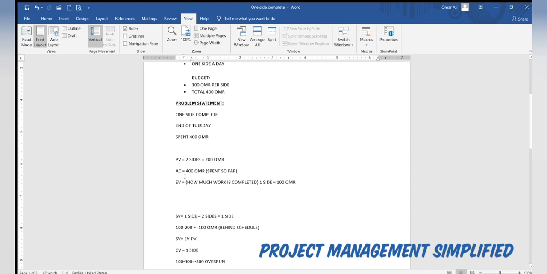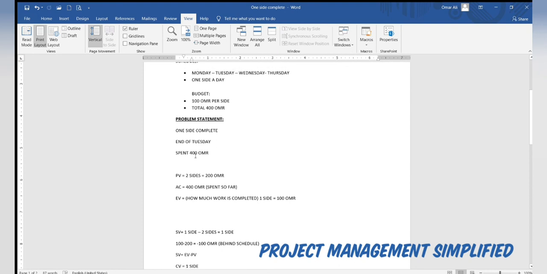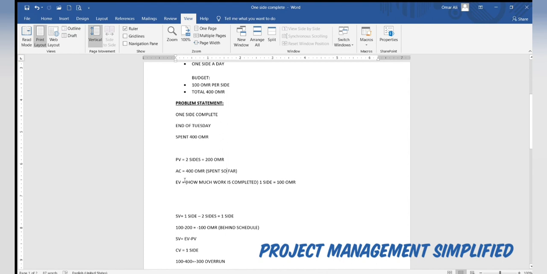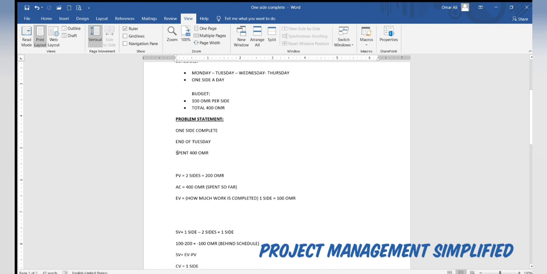Okay, let's go for the actual cost. If we ask you for the actual cost, it means actual cost of work performed. It can be taken from the question itself. We have spent 400 so far. So actual cost means the amount of money that has been spent so far. This is the simplest thing that can be taken from the problem statement, which is here.